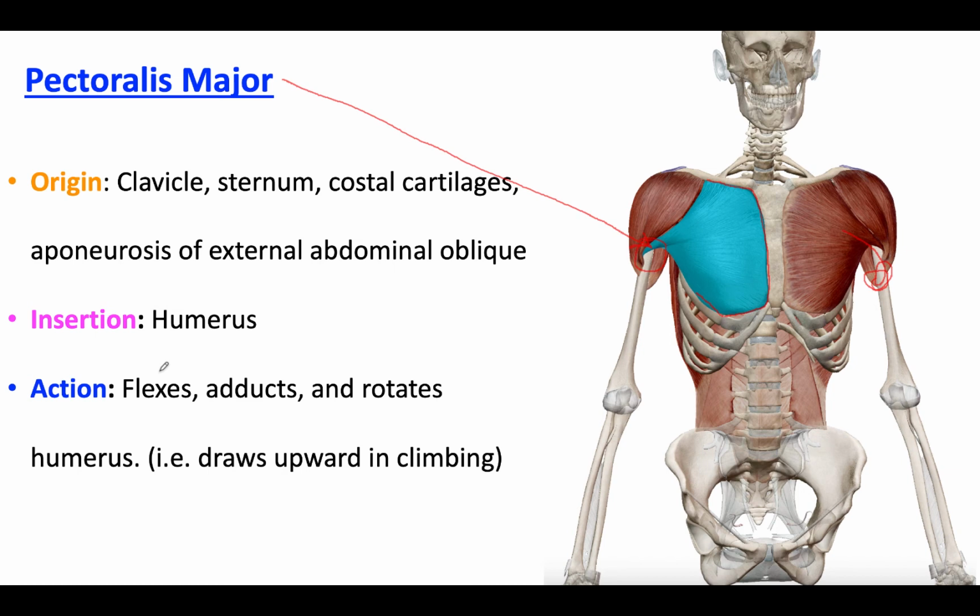So why don't we do that now? Flex, adduct, and rotate your humerus back and forth, or pronation, supination. The Pectoralis Major is involved in those motions. Yes, there are other muscles assisting, but the pec is there too. When you climb, or do pull-ups, for example, you're using these muscles.